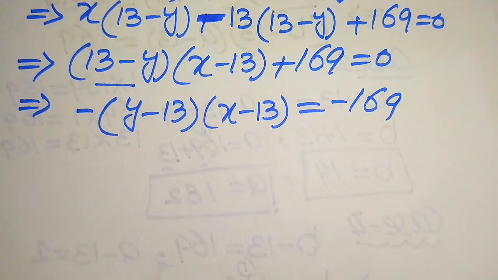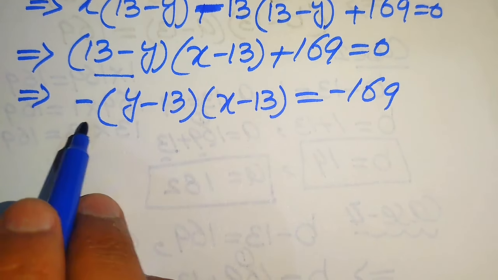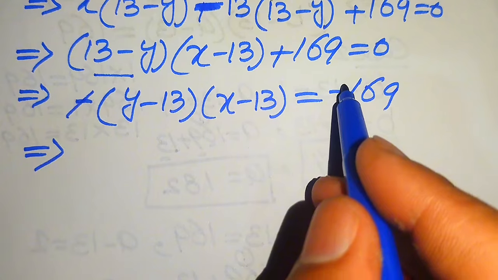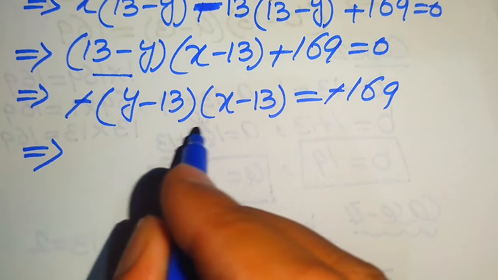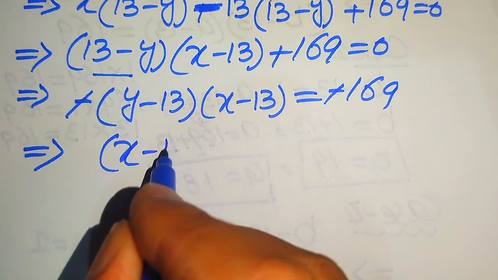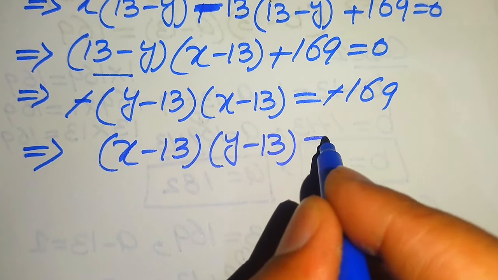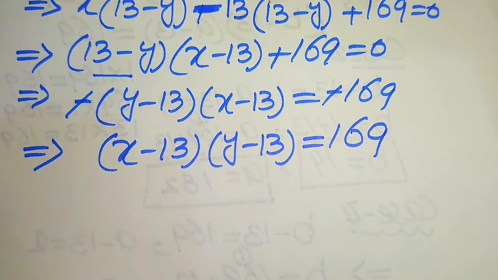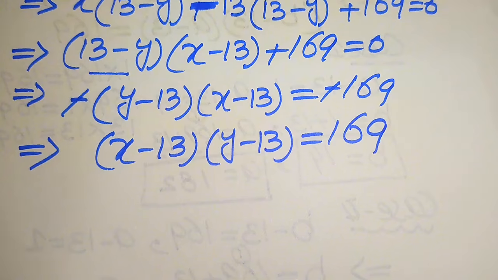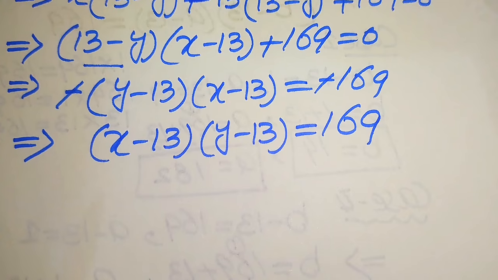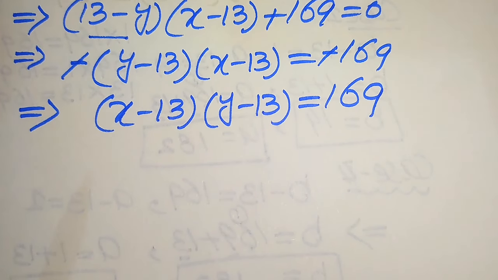So further in the next step, in order to make this term positive, we will multiply both of the sides by a negative sign, so this negative sign is cancelled out by this negative sign, and we rearrange the terms and we get x minus 13 into y minus 13 equals 169. And now in the next step, you see here in the left hand side we have two factors multiplied by each other, but in the right hand side we have only one factor.